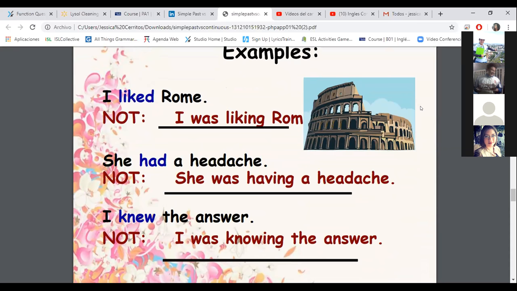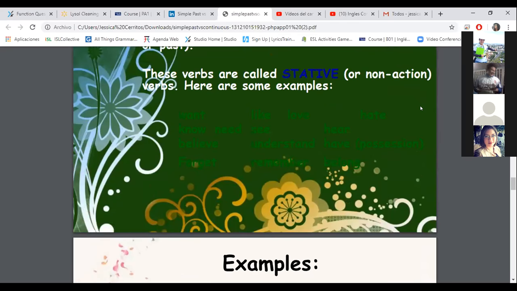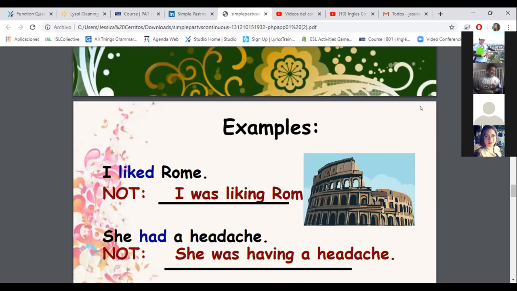So what we're saying, why is it important to know these stative verbs? Because these generally cannot be converted with the -ing. I don't say, I was liking you. I say, I liked you, or I like it. But I can't say, I am liking pupusas. I like pupusas. All right, I love pupusas.